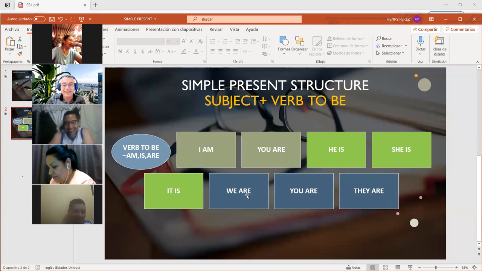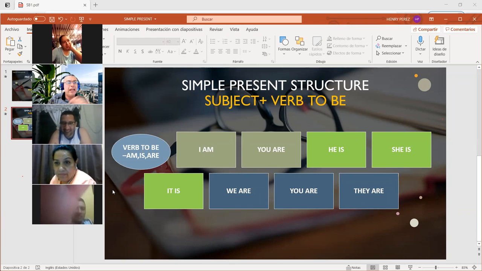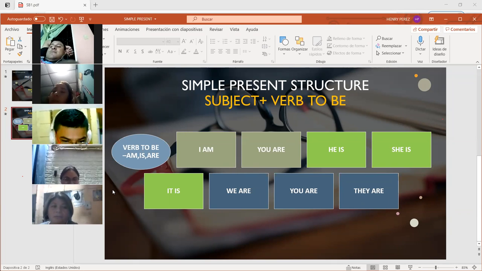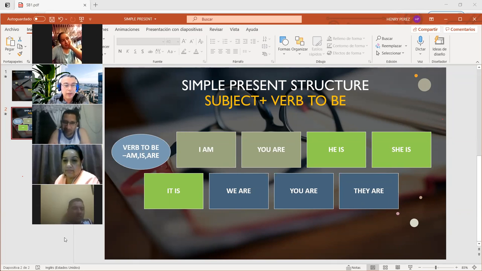Let me see. Anna Elizabeth. Hi. They are. They are engineers. Very good. ¿Qué significa engineers? Ingenieros. Very good. Excellent. Good job, Anna. All right. Next one. Let me see. David Eduardo Fuentes. All right. Yes, sir. All right, give me singular, you are. You are a secretary. Okay, yes. Very good. You are a secretary. Very good. Excellent. All right, let me see.